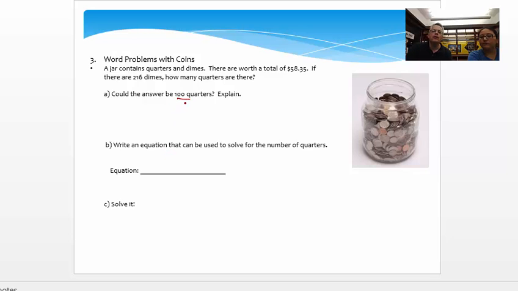All right, so we have 216 dimes. So that would be 216 times 0.10. And suppose we have 100 quarters. That would be 100 times 0.25. The question is, does that add up to 58.35?